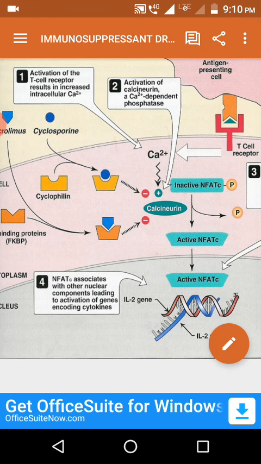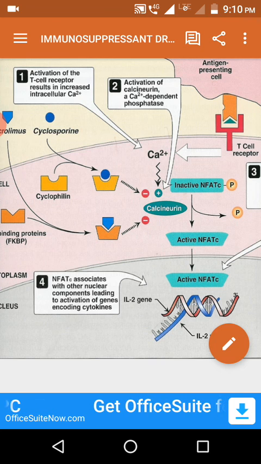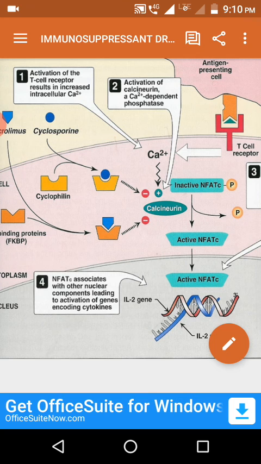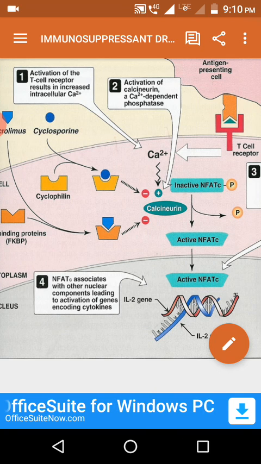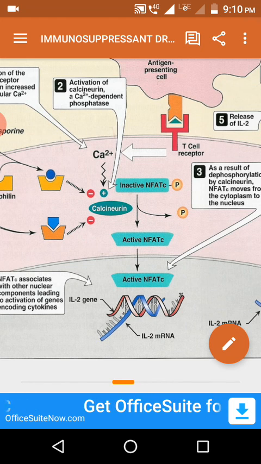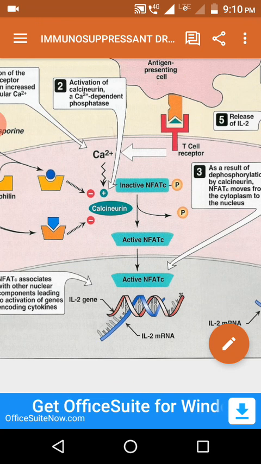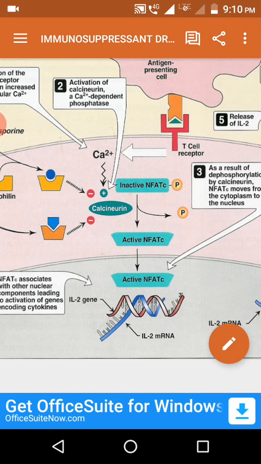Cyclosporin, cyclophilin, the pronunciation is also similar. Cyclophilin is a protein with high affinity for cyclosporin. Cyclophilin is activated after binding of cyclosporin. Now there is a formation of the cyclophilin complex, and that complex inhibits calcineurin.